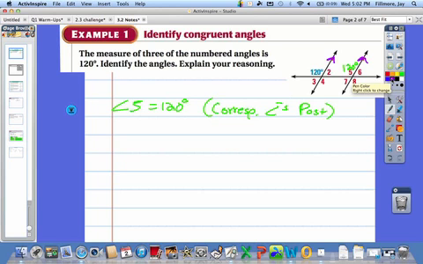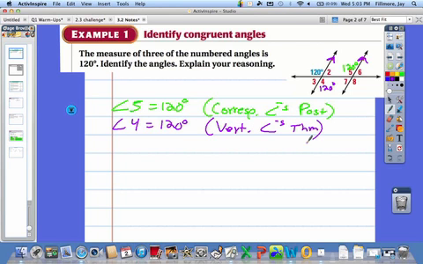We also know that angle 4 is 120 because these are vertical angles. So we know that angle 4 is 120 degrees, and that's our vertical angles theorem, which says that vertical angles are equal.